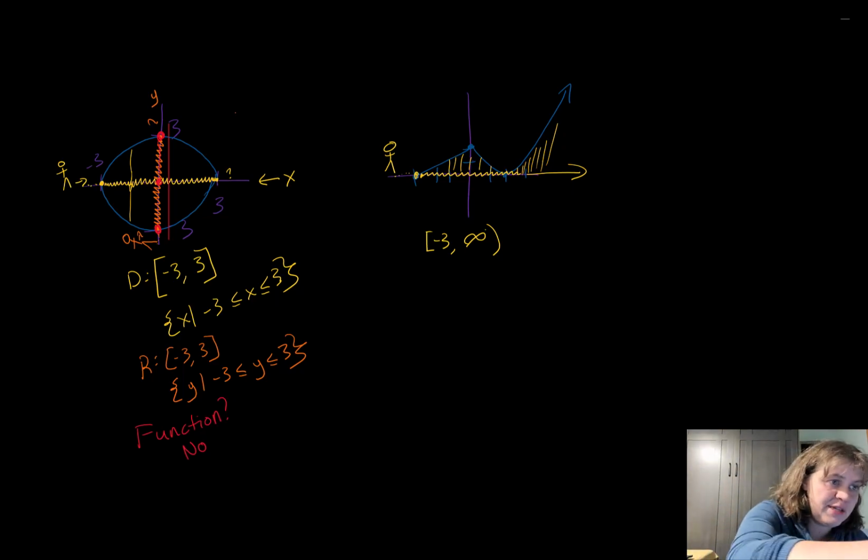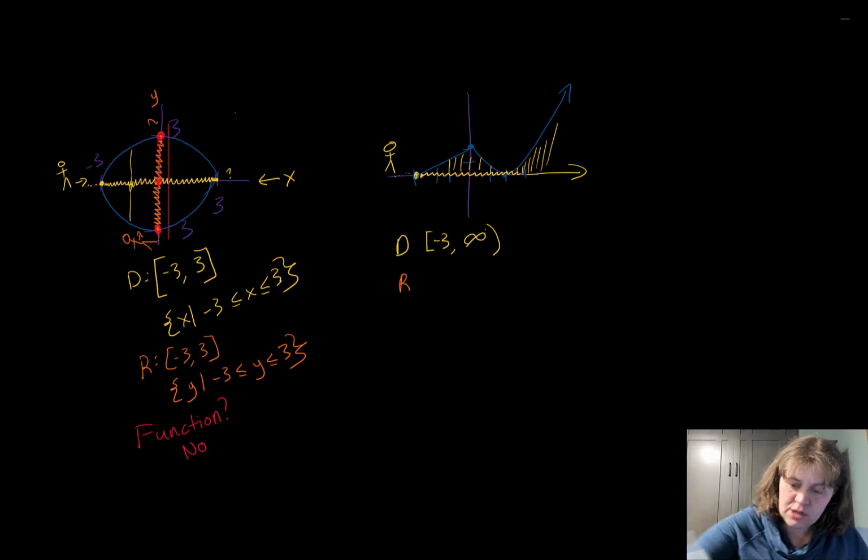Oh wait, I forgot to write the D. So domain. And then R for range. We're going to start my little dude down here, and he's going to walk this way. And then right here, there's technically 2 values.